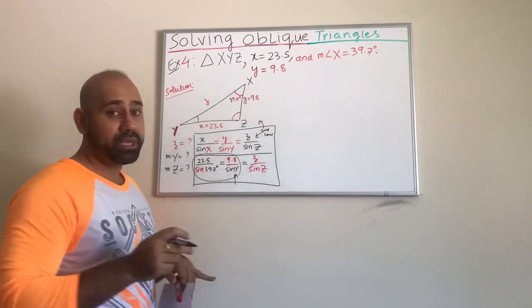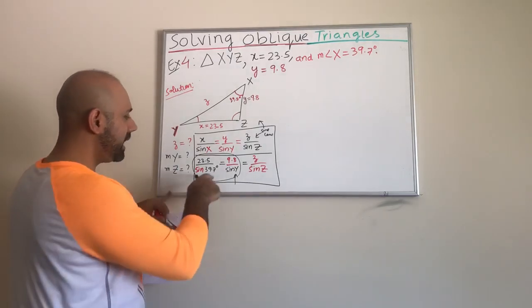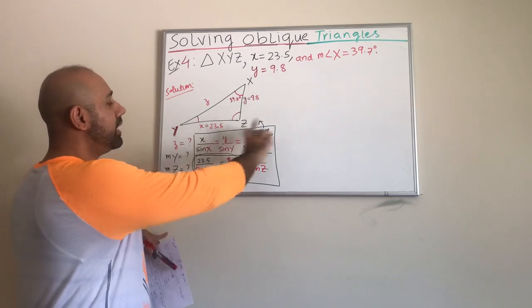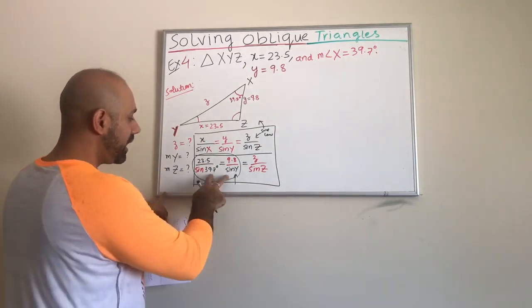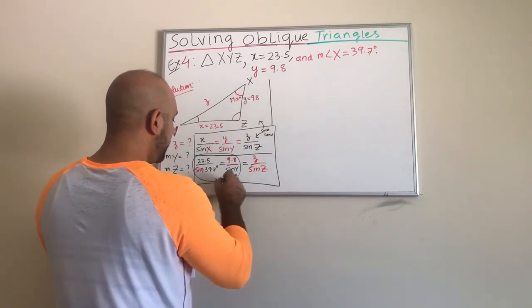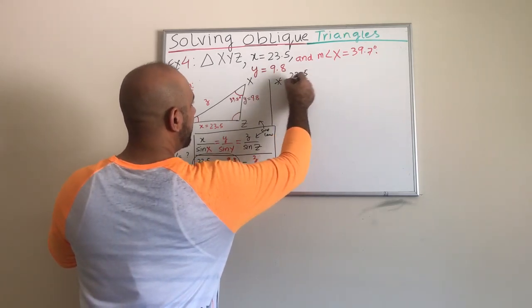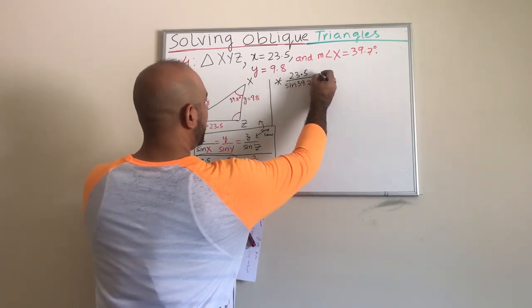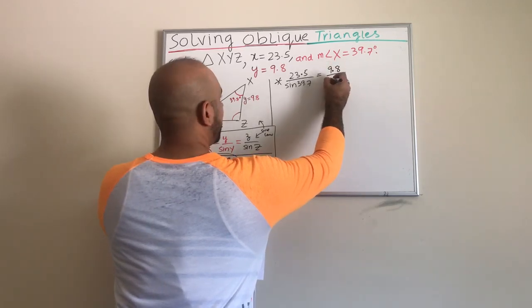Once we have the measure of angle y, then we can go ahead and find the measure of angle z. So let us do it step by step. First we write the sine law, which has three ratios, and then we work with two at a time. So here I'm going to work with the first two. We have 23.5 over sine of 39.7 equals 9.8 over sine of y.